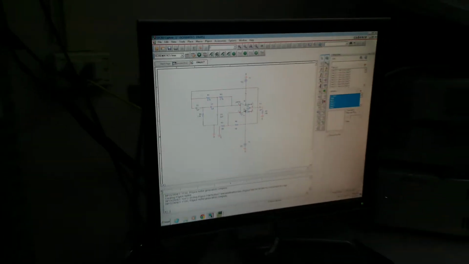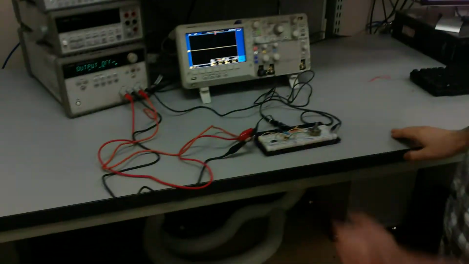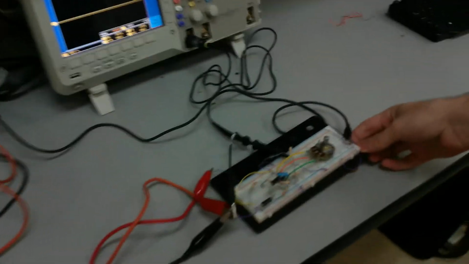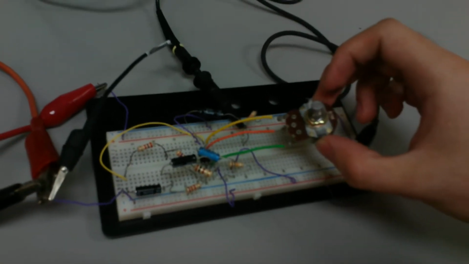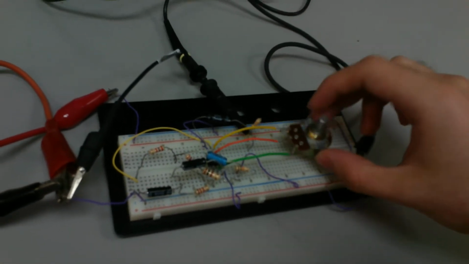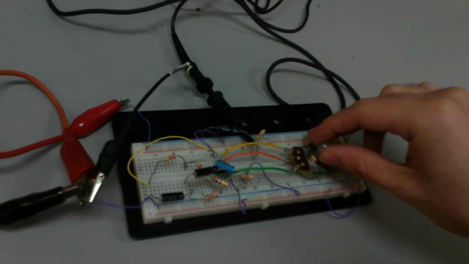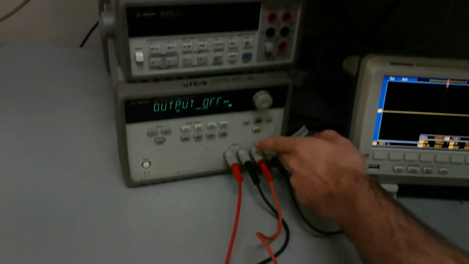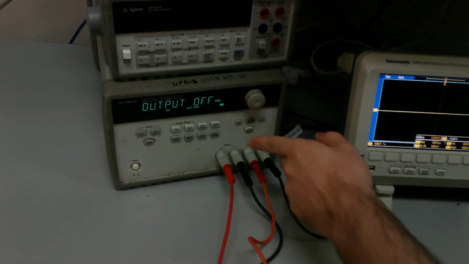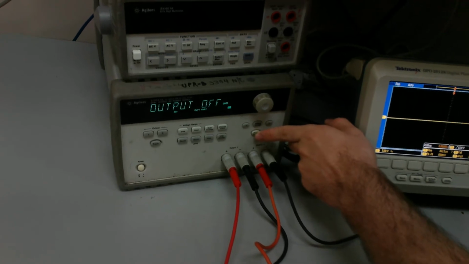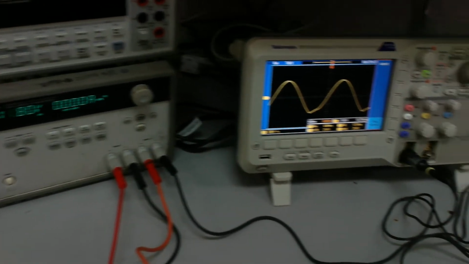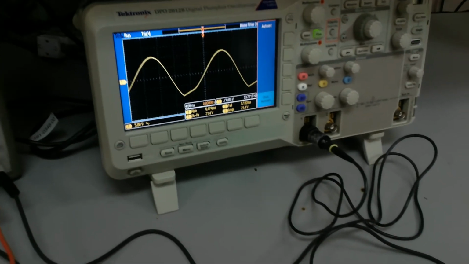Now I will demonstrate the actual circuit. Here it is. Here is the feedback resistance, which we vary so we can change the gain. And now we will see the signal in the oscilloscope. We will apply 12 volts, positive and negative, into the op-amp. We will get this sinusoidal signal.